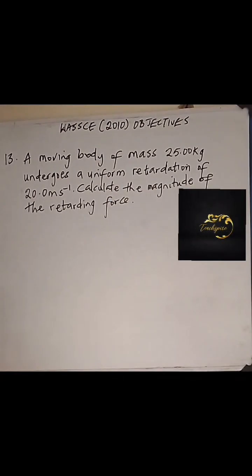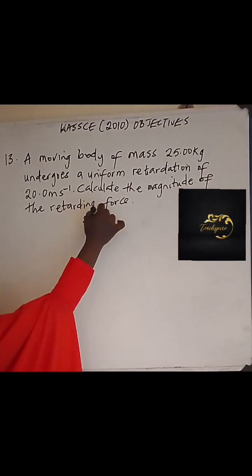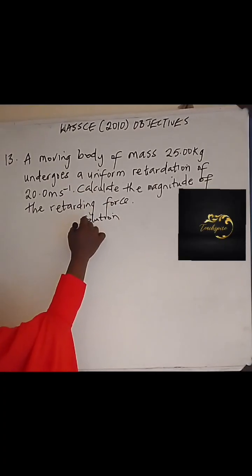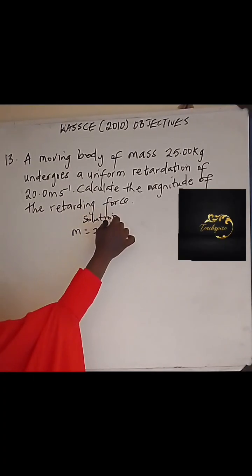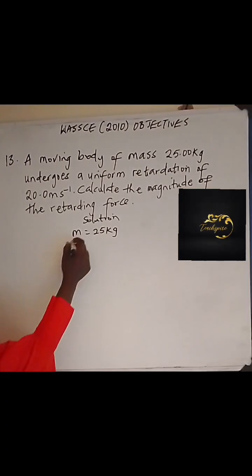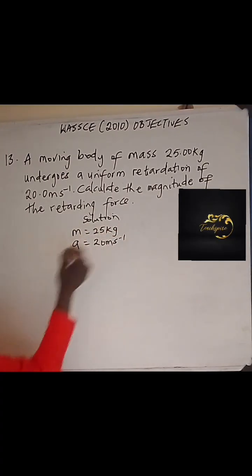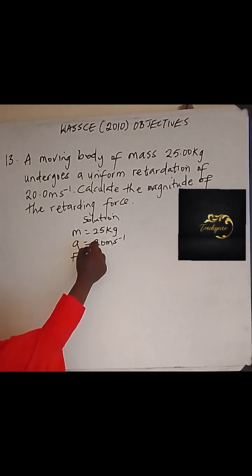A moving body of mass 25 kg undergoes a uniform retardation of 20 meters per second. So we are given the mass, 25 kg. Retardation is the opposite of acceleration. They have the same symbol. A is 20 meters per second. Calculate the magnitude of the retarding force. So I have to find the force.